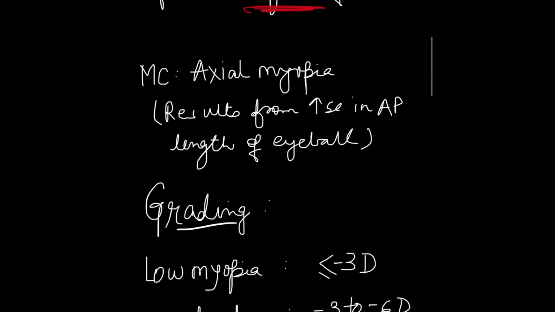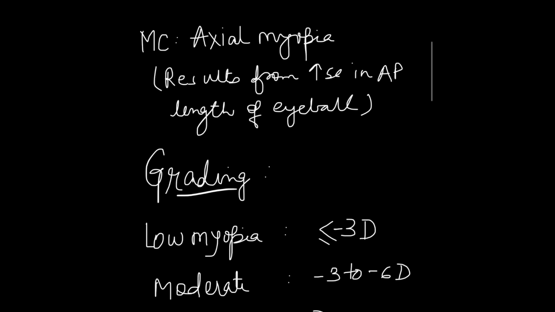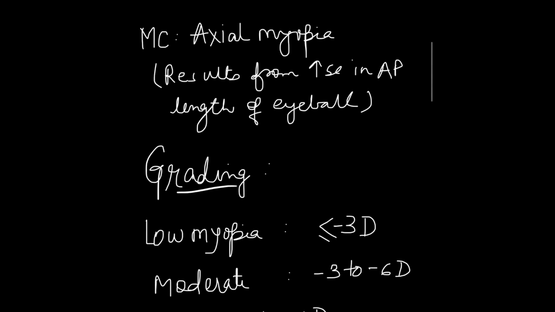There are many etiological types of myopia, like axial myopia, curvatural myopia, positional and index myopia, but the most commonly occurring is axial myopia, which results from an increase in the anteroposterior length of the eyeball.